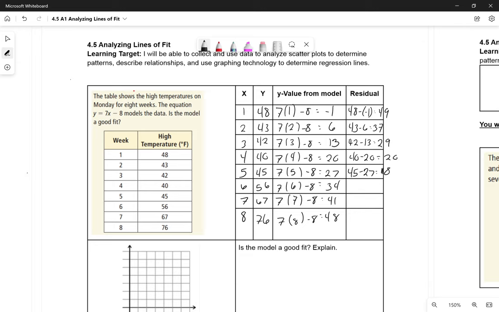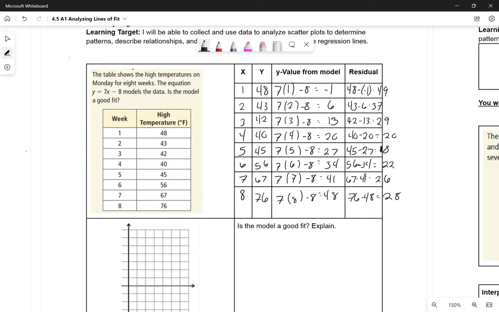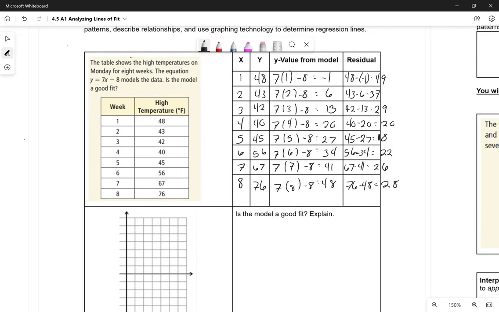That should be 18 there. 56 minus 34 should be 22. Ooh, excuse me, I said 20. 67 minus 41. And our very last one. A calculator here is always very useful. So now, once we fill out that table, we need to graph it.